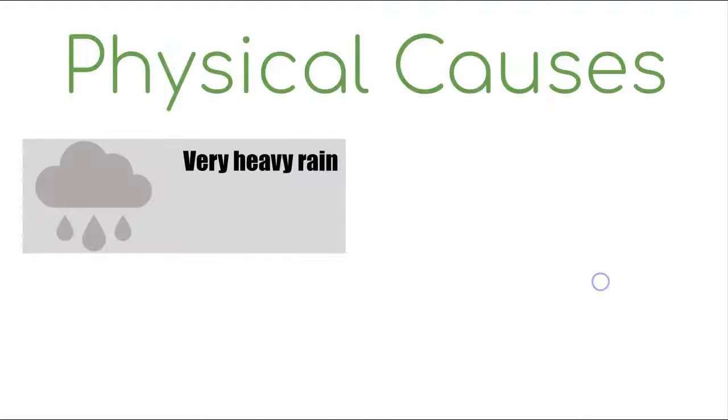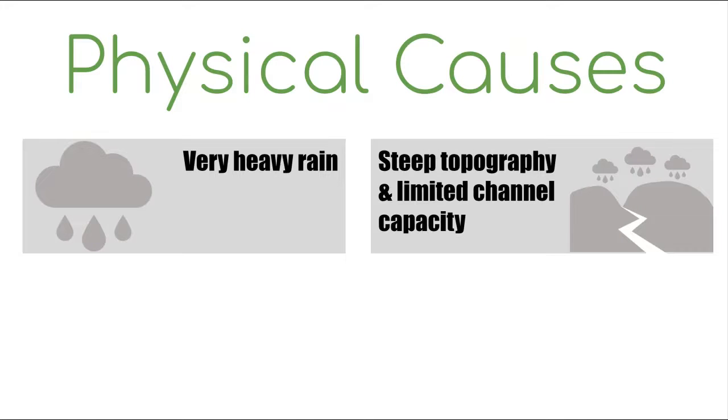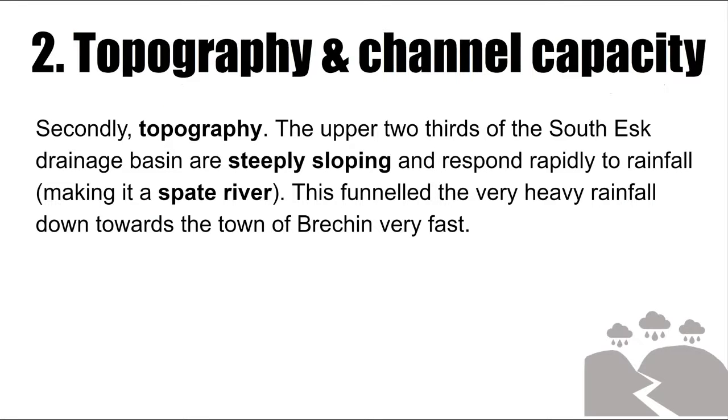There's our little area. So, the physical causes of that very, very heavy rain that we've just seen are associated with Storm Babette. The second one is where that rain fell. It fell onto an area that had very, very steep topography. That's the shape and height of the land. And the channel capacity of the rivers was quite reduced.